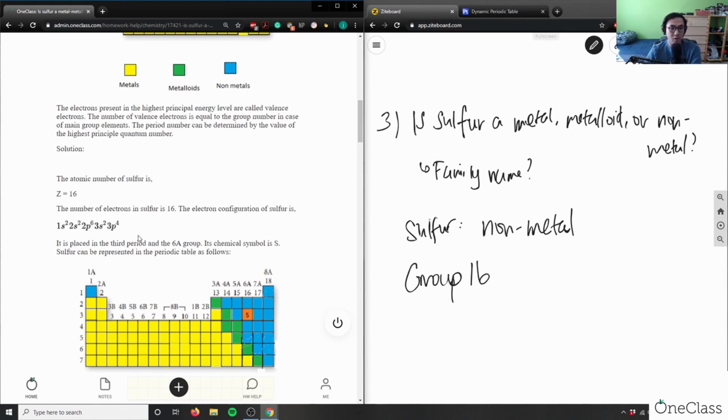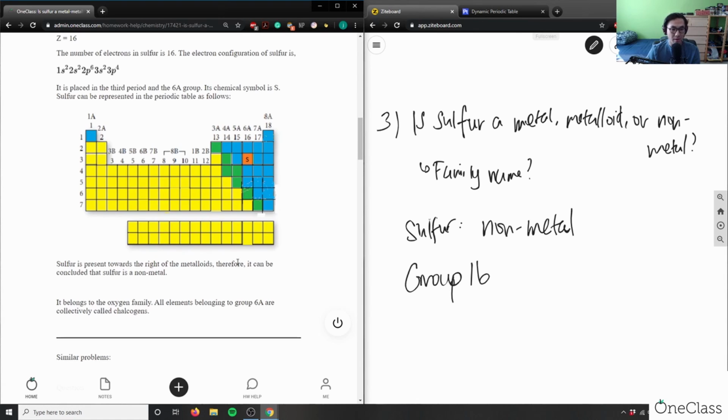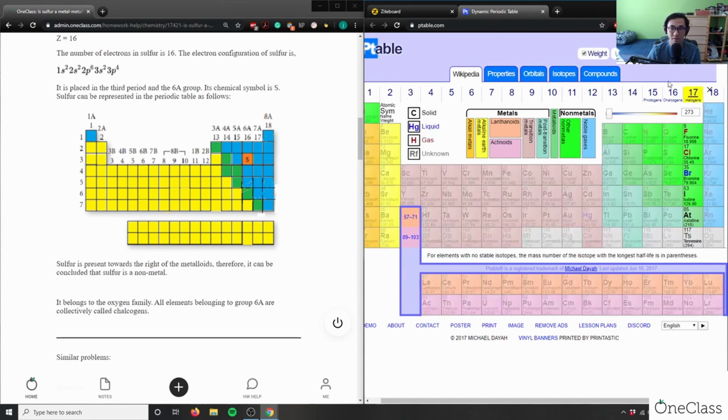So they actually even broke it down into an even better explanation. They talked about the electron configuration of sulfur. That places it here, and it says it's placed in the third period and 6A group, right? So you can say it's group 16. That's all good. And again, sulfur is present towards the right of the metalloids. Therefore, it is concluded that sulfur is a non-metal. It belongs to the oxygen family as well. All elements belonging to group 16 are called chalcogens. Right? So group 16 are called chalcogens, like I said here.